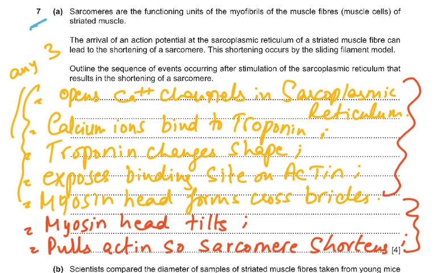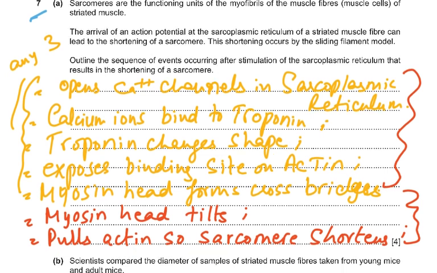So open calcium channels in sarcoplasmic reticulum, calcium ions bind to troponin, troponin changes shape, exposes binding site on actin, myosin head forms cross bridges. Myosin head tilts, pulls actin, so sarcomere shortens. So this was this part of the question.